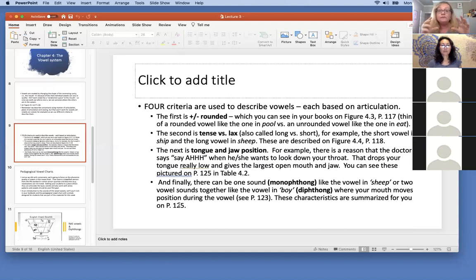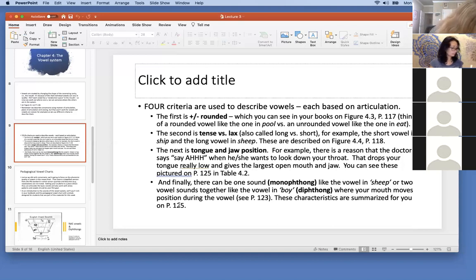So one diphthong is oi, for boy. You can see that in order to make that single diphthong vowel, I have to change my mouth movement. Oi, oi. These are sometimes called vowel plus glides as well, because you end up with a glide sound, okay? These characteristics are summarized for you again.